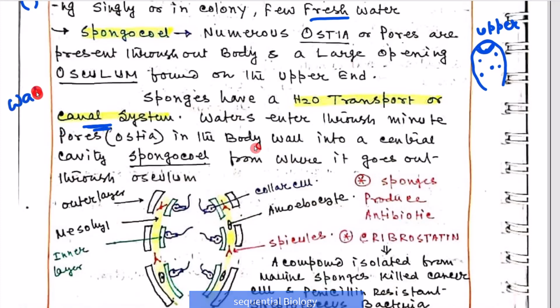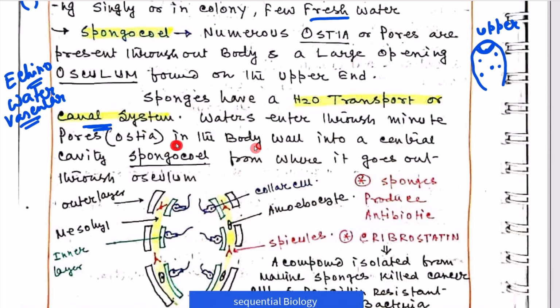In the case of Echinodermata, we can see a water vascular system, but in the case of this phylum we can see a canal system, or a water canal system. This is the basic difference between echinoderms and phylum Porifera. In Echinodermata the water vascular system not only helps in feeding but also helps in circulation.